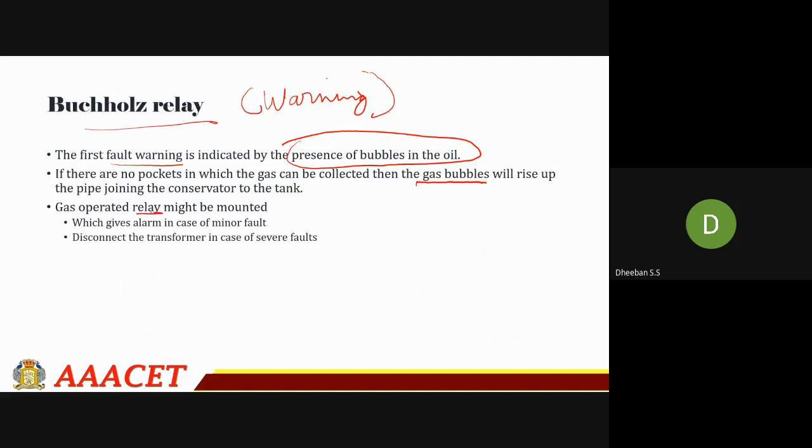After this a gas operated relay might be mounted. This gives an alarm in case of a minor fault. Gas bubbles arise whenever a fault occurs, which tends to make the gas bubbles rise.